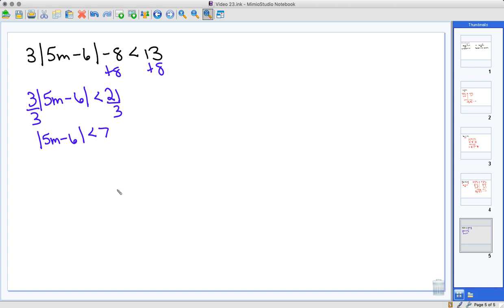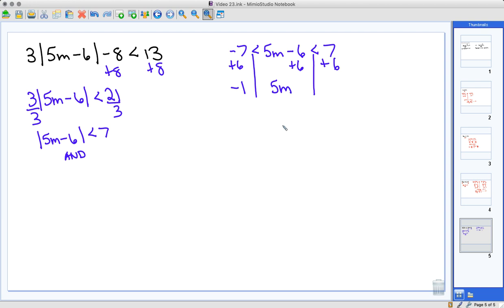Now we can write our equation. So determine if it's an and or an or problem. Since it's a less than sign, this is an and problem. So we're going to set it up. -7 less than 5m minus 6 less than 7. So we draw our lines down. I'm going to add 6 to both sides. Actually, all 3 sides. -7 plus 6 is -1. Still have the 5m in the middle. 7 plus 6 is 13.